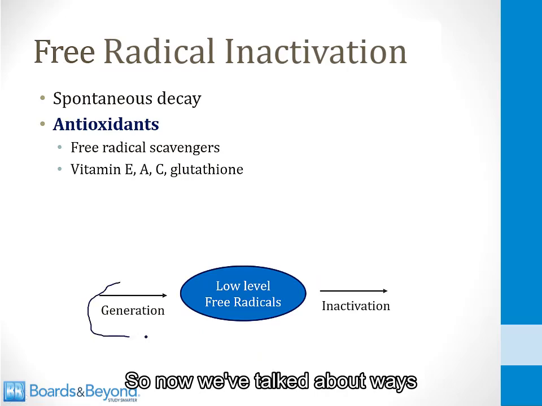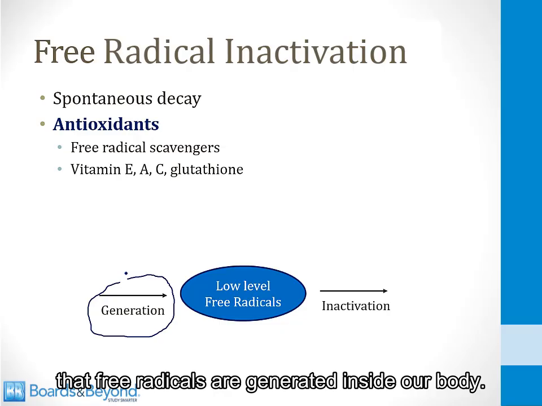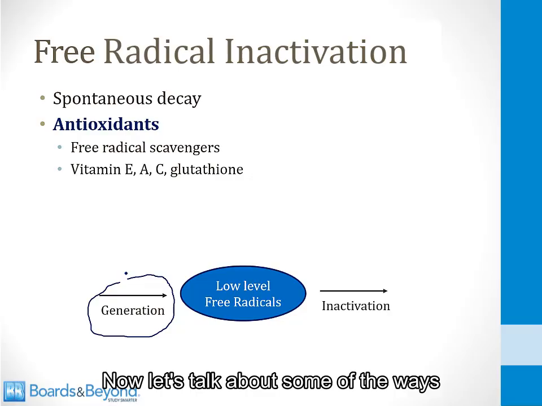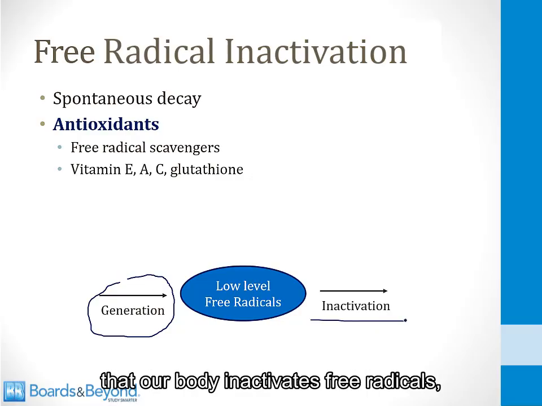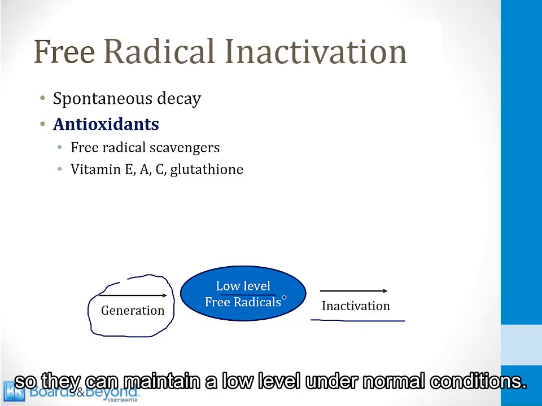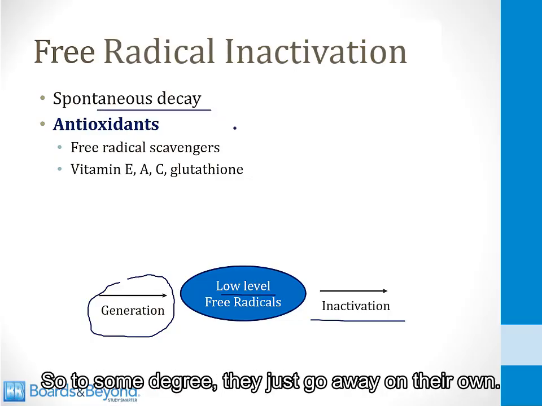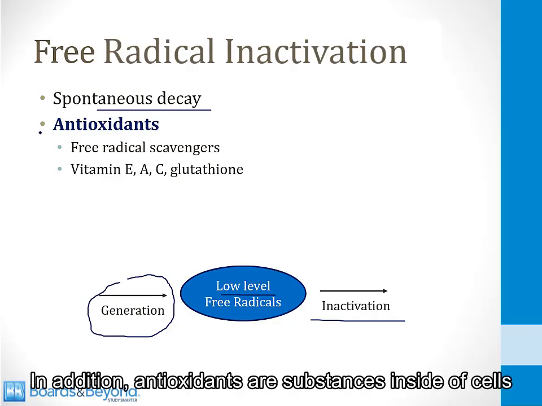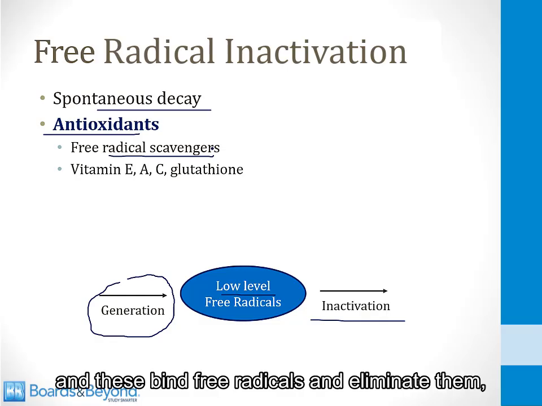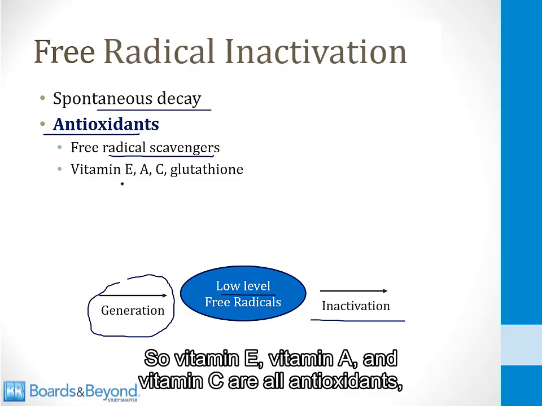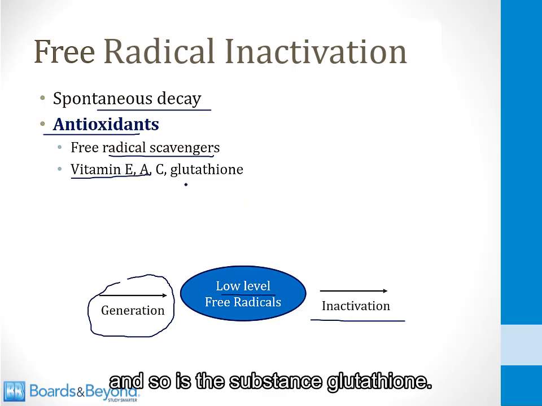So now we've talked about ways that free radicals are generated inside our body, things like oxidative phosphorylation, radiation, etc. Now let's talk about some of the ways that our body inactivates free radicals so they can maintain a low level under normal conditions. Well, first of all, free radicals spontaneously decay, so to some degree they just go away on their own. In addition, antioxidants are substances inside of cells that are free radical scavengers, and these bind free radicals and eliminate them, and this protects the cell from free radical damage. So vitamin E, vitamin A, and vitamin C are all antioxidants, and so is the substance glutathione.